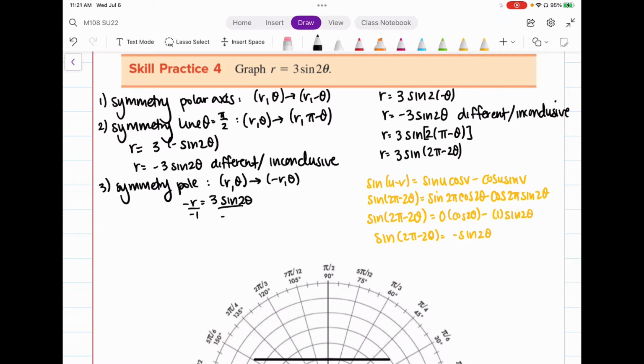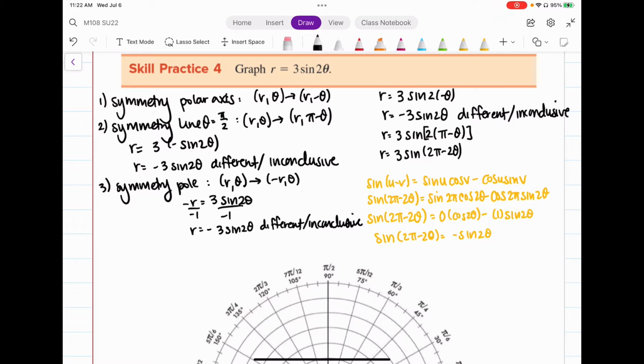When we substitute in negative r for the pole test, we get r equals negative 3 sine 2 theta, which is different and also inconclusive. Unfortunately, the symmetry doesn't help us here. But I do know that a rose has certain attributes. I can determine the number of petals, where the petals start, and the spacing, based on some information that was given in the lesson.